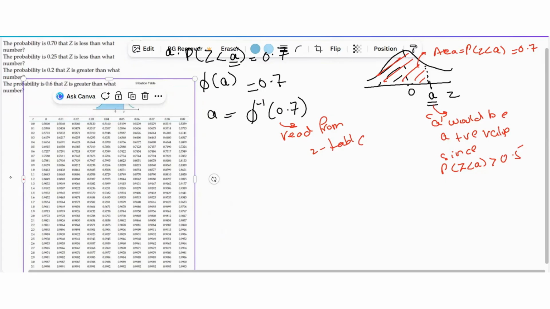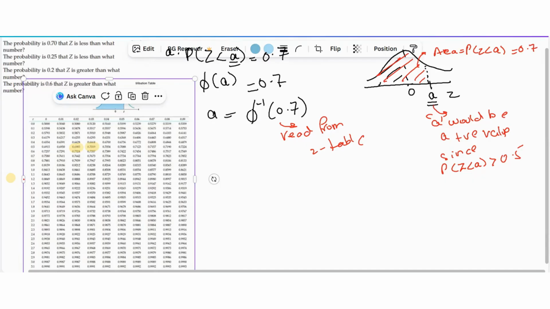Let's just highlight this. So we have two probabilities here close to 0.7. The closest to 0.7 are this and this. Now, if one of them is closer, then you choose that value. If they both are equidistant from 0.7, then you take the average of these, right? So let's see, is 0.6985 closer to 0.7 or 0.7019?